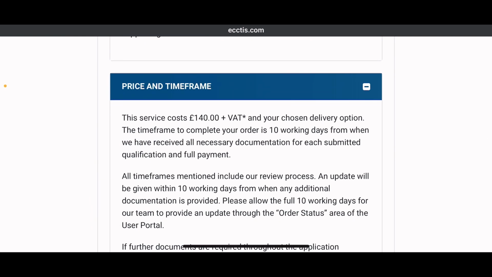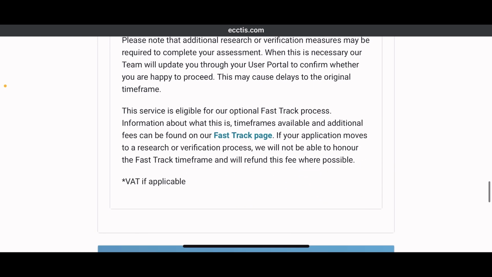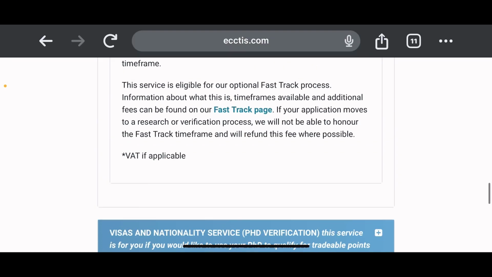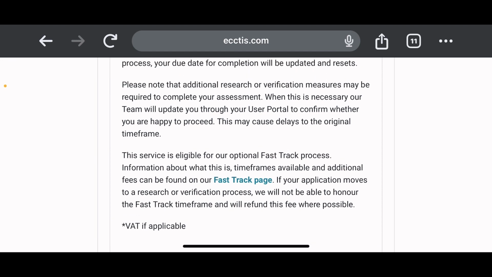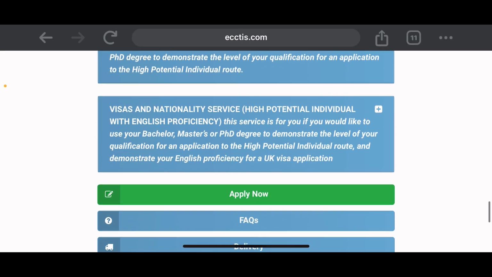Price and time frame. The service costs £140. The time frame to complete your order is 10 working days from when we have received all necessary documentation for each submitted application and full payment. That is it. There is so much other information there.